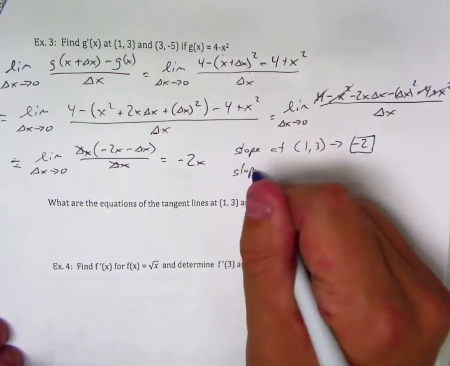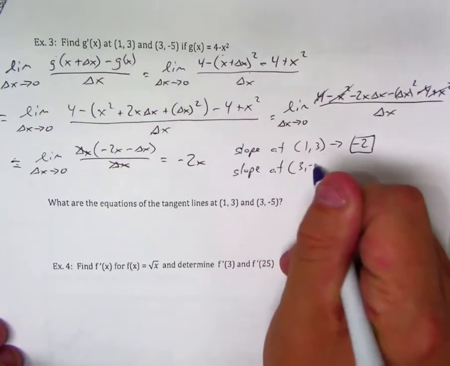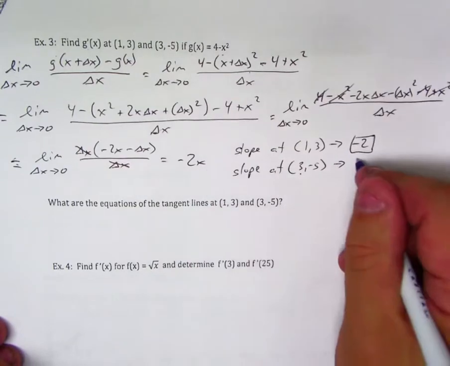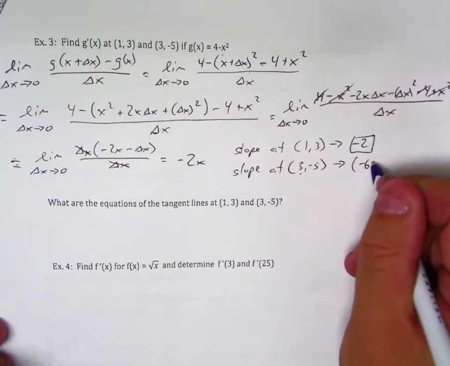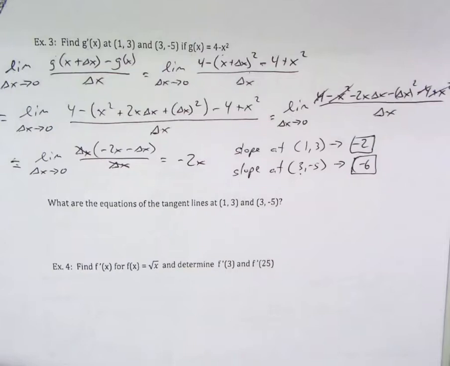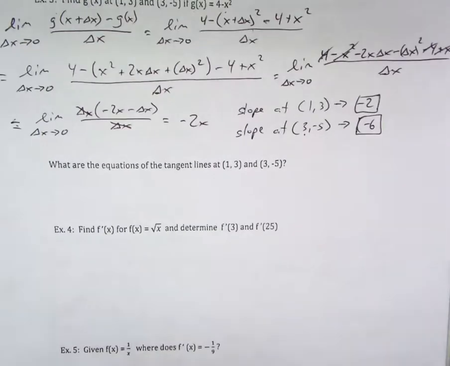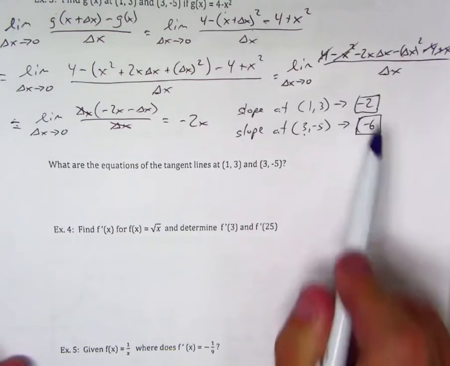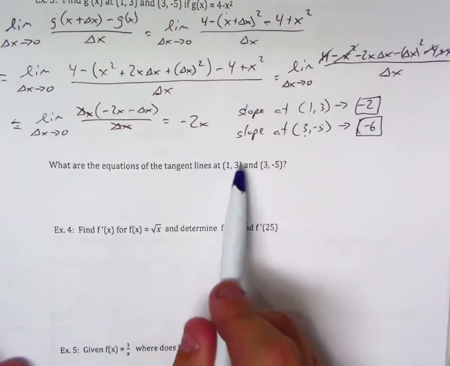If we want to find the slope at 3, negative 5, plug 3 in for x, and we get negative 6. Oops, I don't know why I put parentheses there. That's the slope of the function at 3, negative 5. All right. The next question says, what are the equations of the tangent lines at 1, 3, and 3, negative 5? So notice what we just found. We just found the slope of the tangent line at 1, 3 is negative 2. We want the equation of the tangent line at 1, 3.